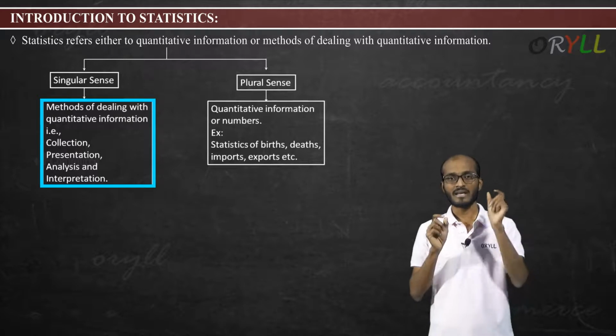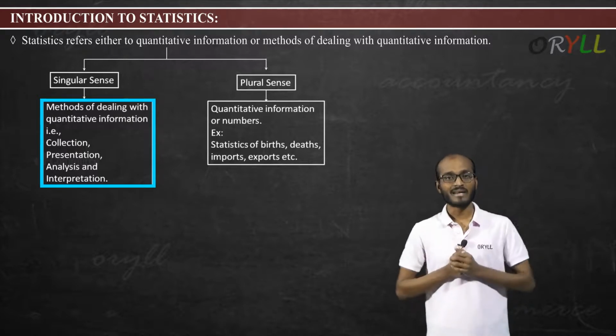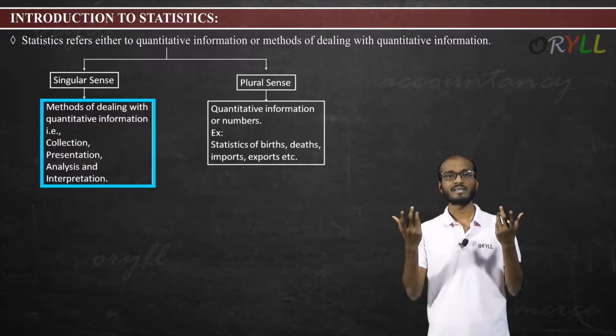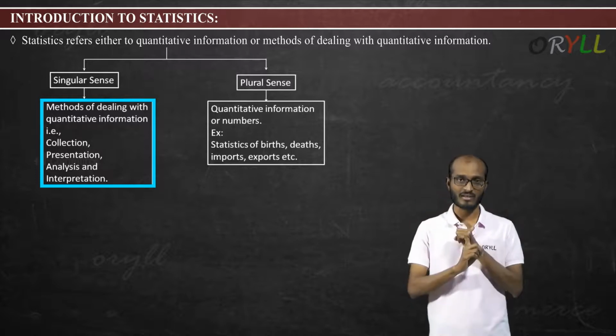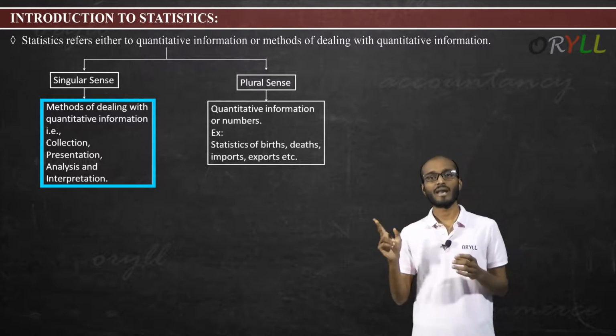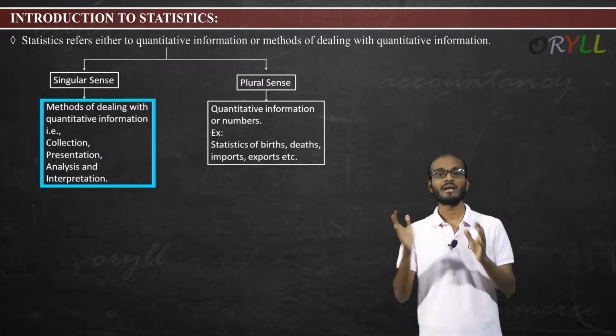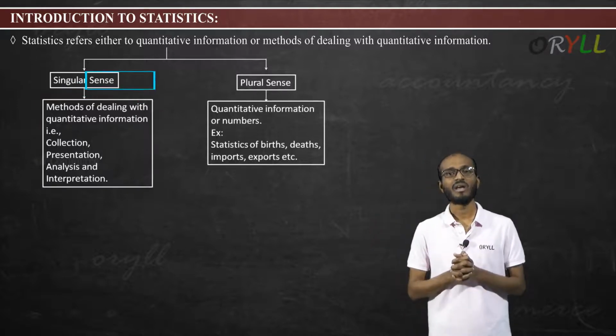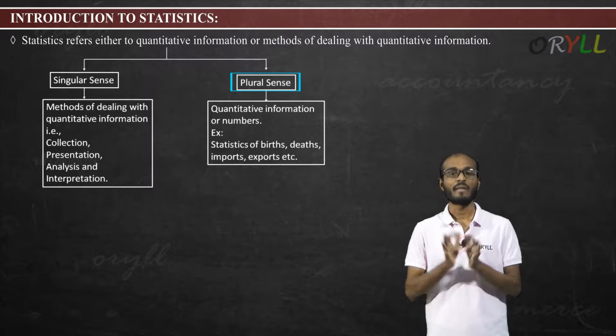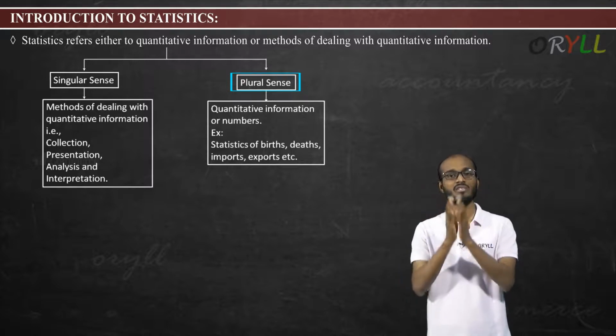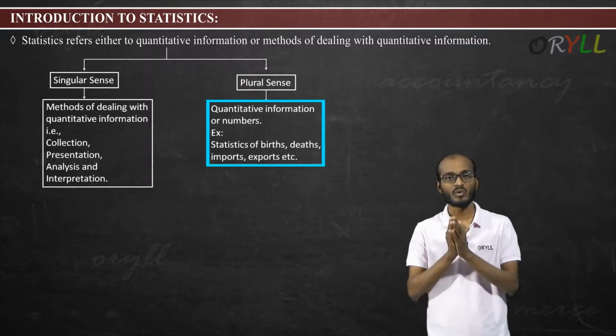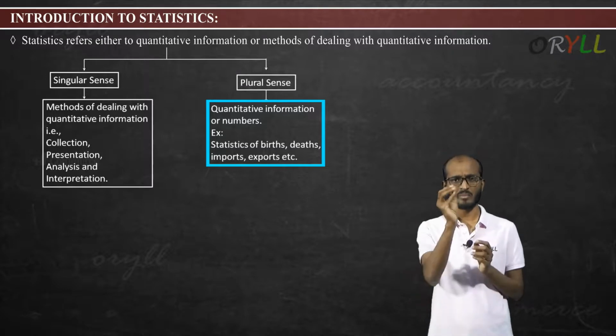If you take statistics in the sense of methods and techniques of how to collect, how to present, how to analyze and how to interpret, it comes under singular sense. Whereas in plural sense, we are talking about the part of statistics which deals with only quantitative data. If you don't understand the general meaning, I'll tell you.